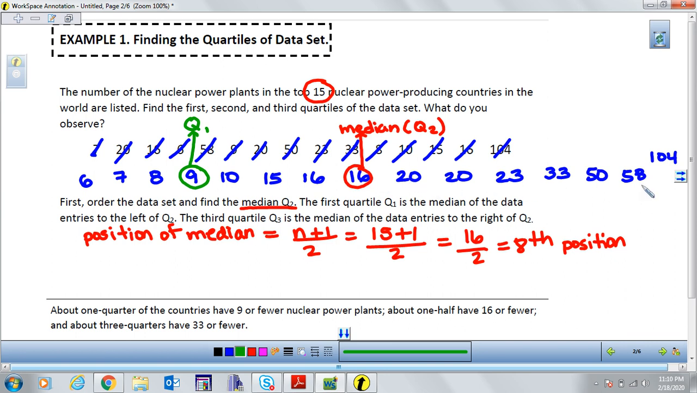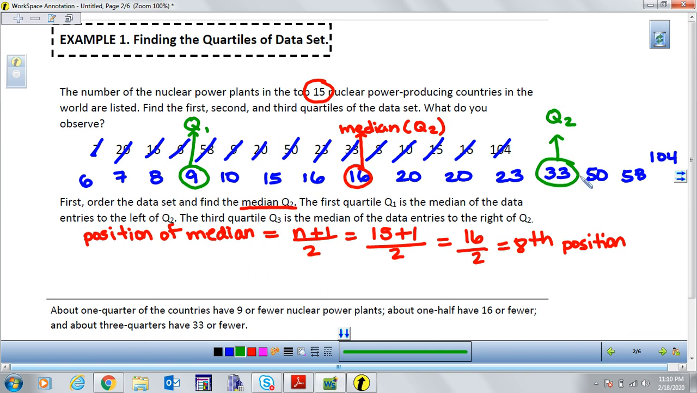So 7 values again, plus 1 is 8, divided by 2 is 4. So starting counting here, 1, 2, 3, 4. This is going to be my Q2. I really didn't write the formula again because there wasn't a need for you to say 7 plus 1 is 8, 8 divided by 2 is 4.